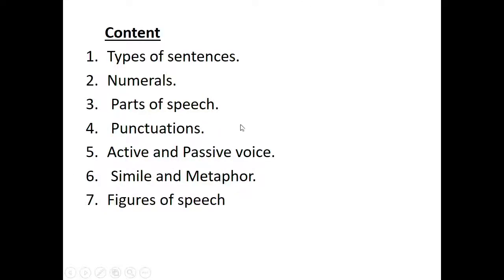Okay. And then our presentation ends here. Let's go back to the content again. I said the difference there, we have the types of sentences, numerals, figures of speech, and punctuations. Otherwise, Module 1 and 2, they are more or less the same.